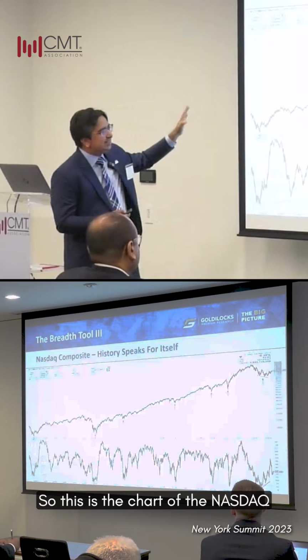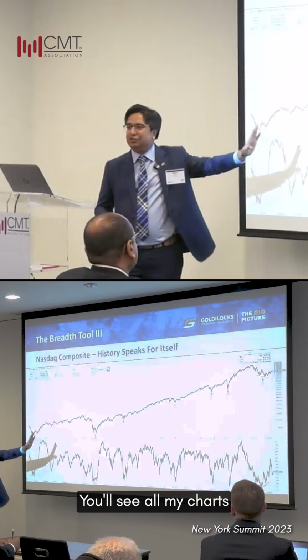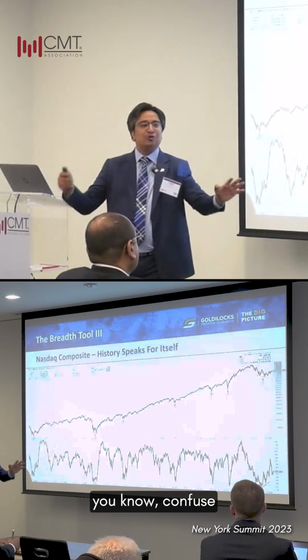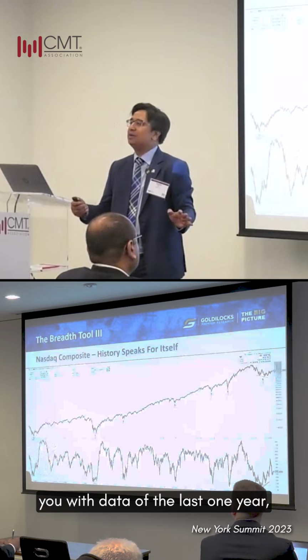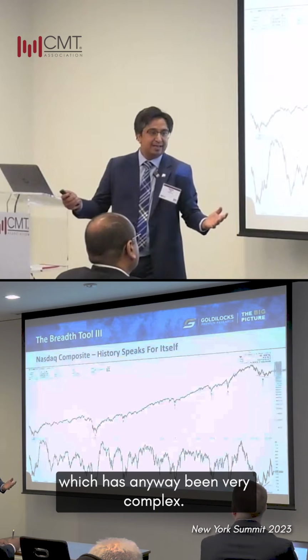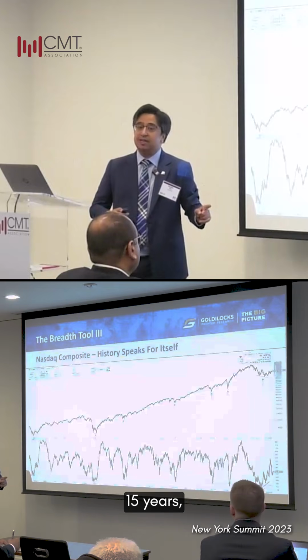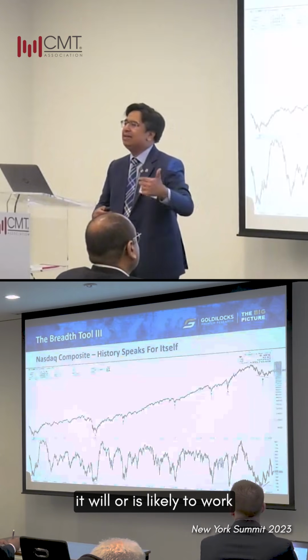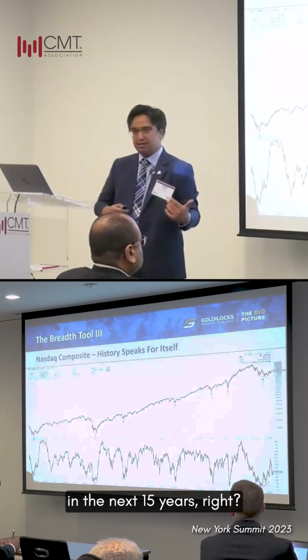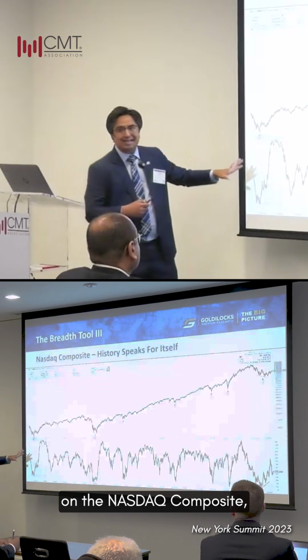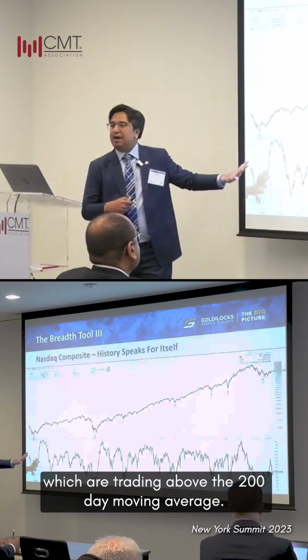So this is the chart of the Nasdaq of the last 15 years. You'll see all my charts have 5 years, 10 years of data. I'm not trying to confuse you with data of the last 1 year, which has anyway been very complex. I'm giving you data of the last 15 years. So if it has worked in the last 15 years, it will or is likely to work in the next 15 years, right?